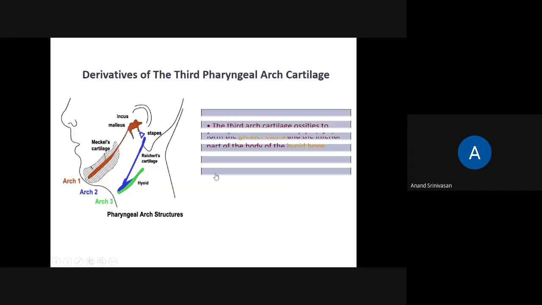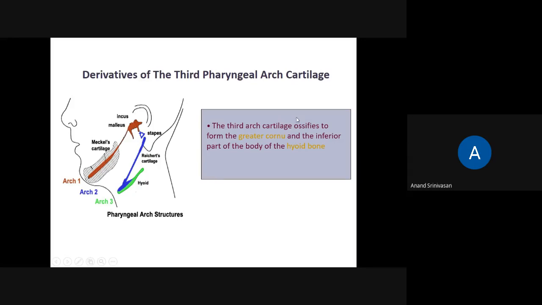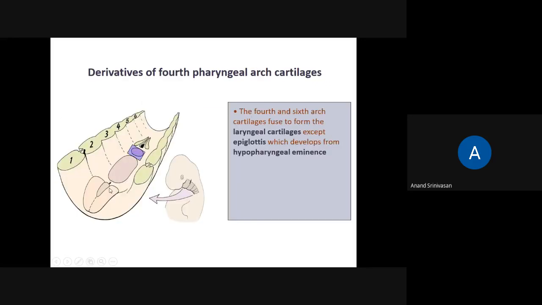The same thing with the third arch: there will be the greater cornu, the greater horn of the hyoid bone, and the lower part of the body of the hyoid bone. That's from the third pharyngeal arch. From the fourth pharyngeal arch there will be laryngeal cartilages, except for the epiglottis. All the other laryngeal cartilages arise from the fourth pharyngeal arch.